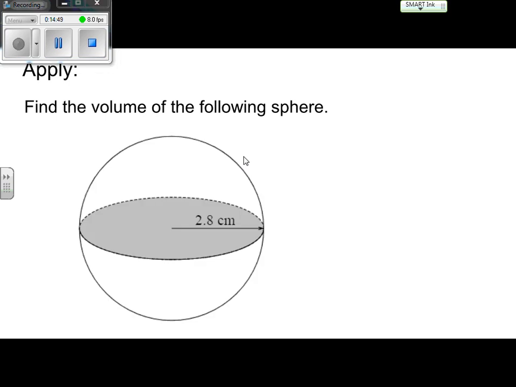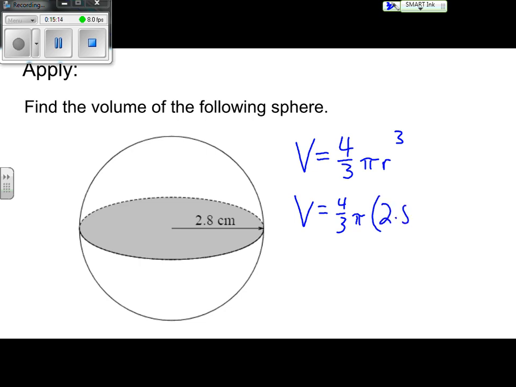Our last example is going to be a sphere. I'm going to start by writing down the volume for the sphere. This is one where it doesn't matter what kind of sphere you have, there's just one formula. You don't have to worry about changing anything up. So it's 4/3 pi r cubed because we're dealing with volume here. So I can just plug this in. We have 4/3 pi, and then our r is 2.8. So we have 2.8 quantity cubed. And I'm going to throw that into a calculator.